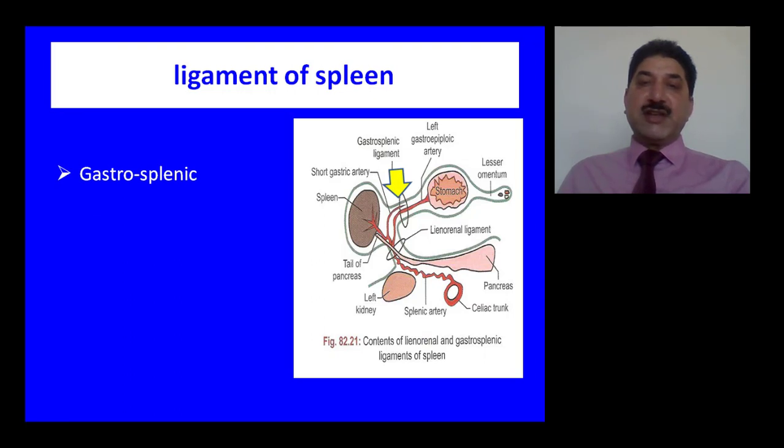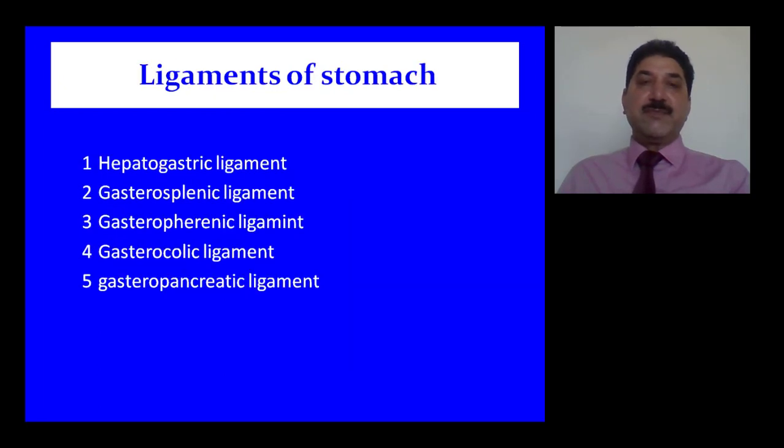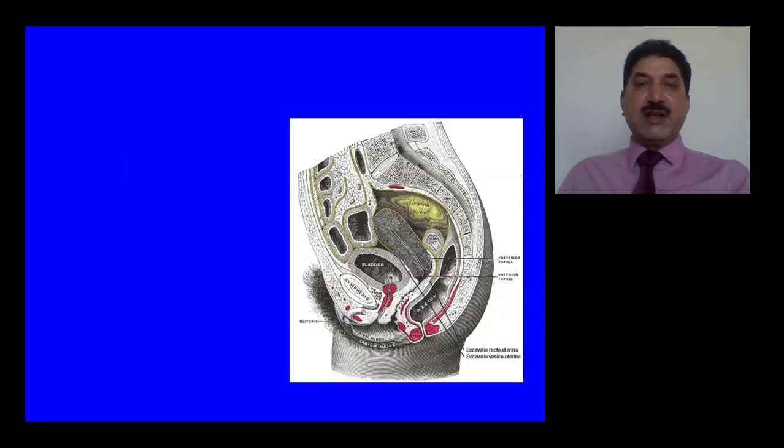It contains short gastric vessels, lymphatics, and nerve plexus. Splenorenal ligament lies between the kidney and spleen, and splenocolic ligament between the spleen and colon. Ligaments of the stomach are named the hepatogastric ligament, gastrosplenic ligament, gastrophrenic ligament, gastrocolic ligament, and gastropancreatic ligament.